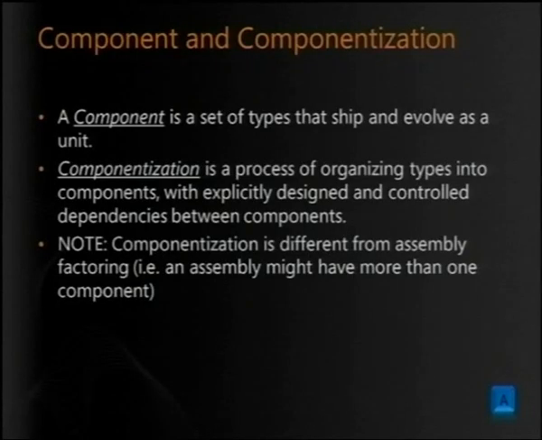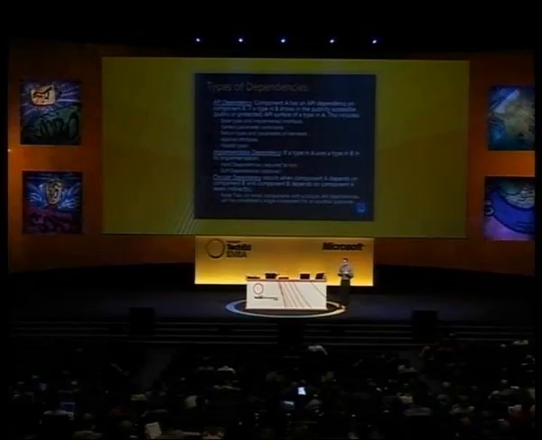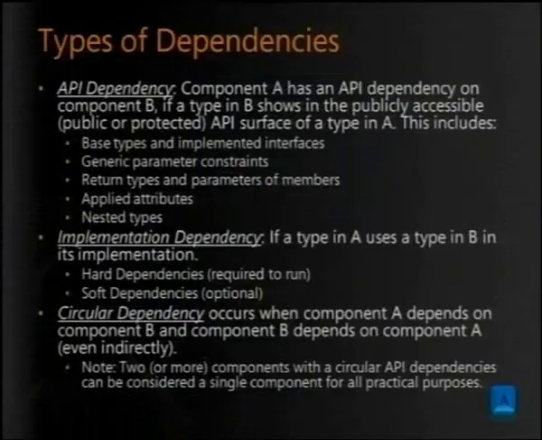So we componentize new types and existing types in the frameworks, and then we say, what are the dependencies between them? And we recognize several kinds of dependencies. The most important one is API dependency. API dependency is when you have type A showing in a signature of a member of type B or being a base type of type B. And the sub-bullets show a list of possible API dependencies.